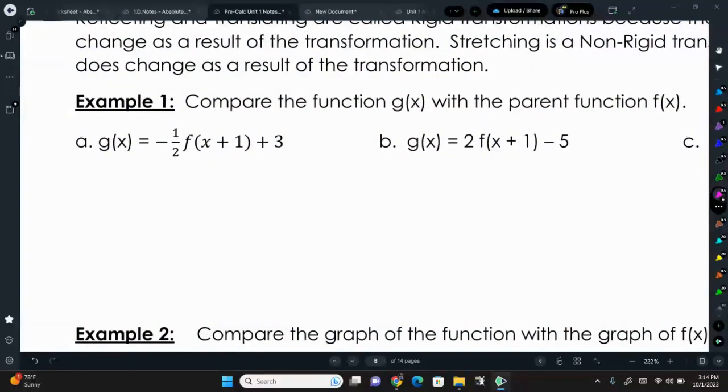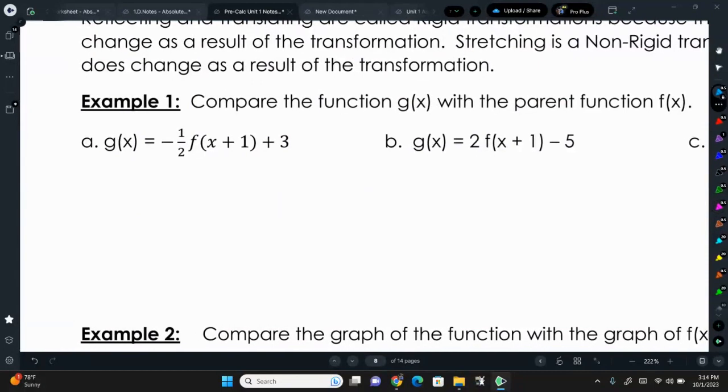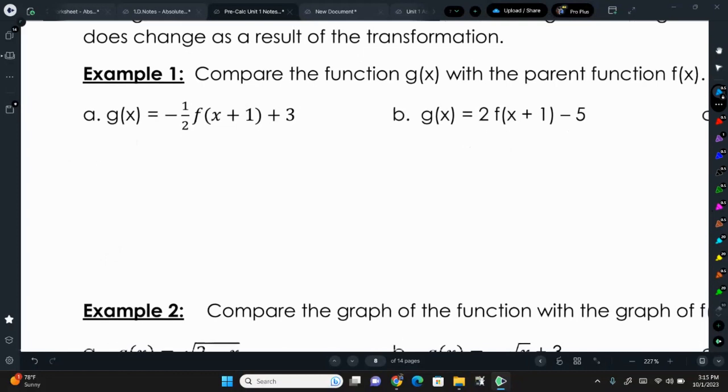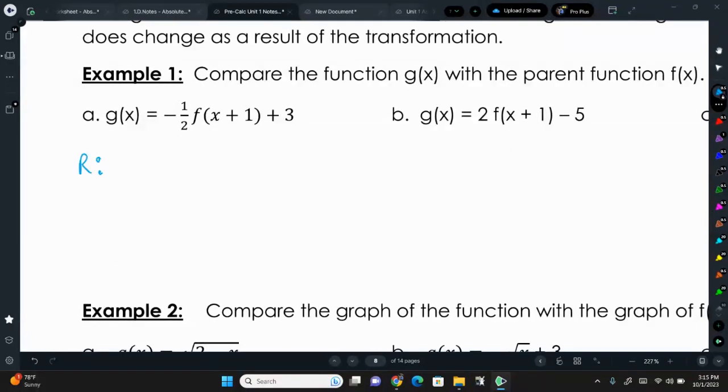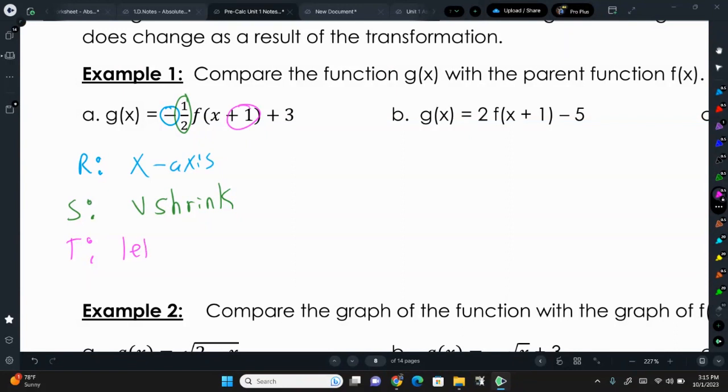So looking at these, we're going to compare the function with the parent function. You may say, well, there's no family here. We don't know if this is quadratic or an absolute value. Well, it doesn't matter if we're asked to compare. So when we're asked to compare, we're going to do that RST stuff. For reflection, we have a negative in front, so we're going to say reflection over the x-axis. Shrink or stretch. The numeral in front is 1/2, so we would say a vertical shrink. And then for translation, it's the opposite of what we would see on the inside, so left 1, and then on the outside of the parenthesis, it's exactly what we see, up 3.